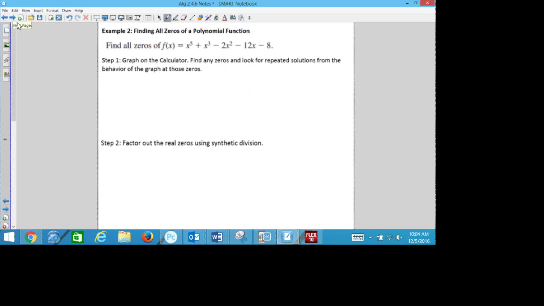Okay, now we're going to find all of the solutions. So the first thing you're going to do on this example is graph this equation on your calculator, example 2. Go ahead and graph the equation on the calculator. If you have trouble with your calculator, call me over so I can help you with it. Don't just sit there quietly, but come over so I can help you.